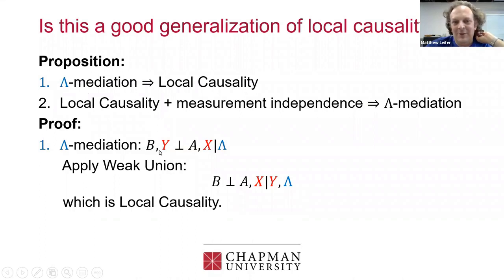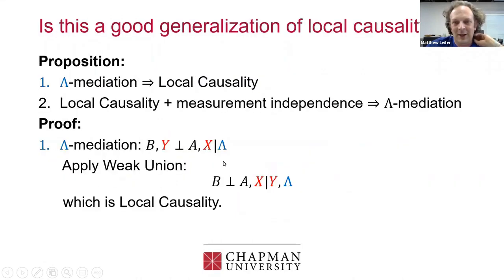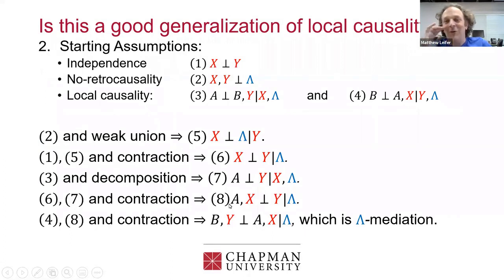Okay, so proving the first part is easy. It's just an instance of this weak union. We can move something to the right-hand side of the conditional here. Because if I take this and move y to the right-hand side of the conditional, I get local causality. That's very straightforward. The other one is more of a pain. It takes several steps. So I'm not going to go through the proof in detail because it would just be too confusing, but it's there for completeness if anyone wants to follow it.